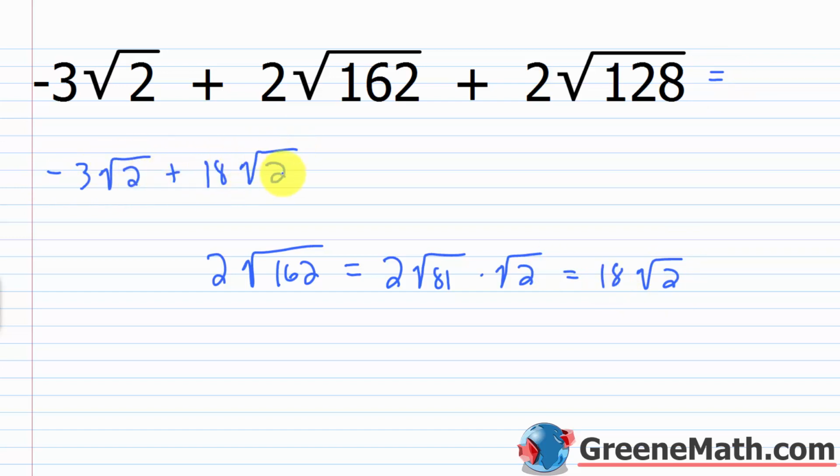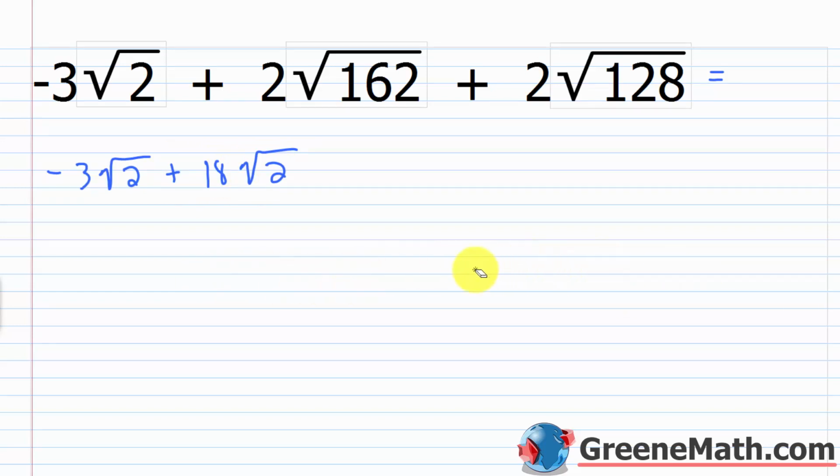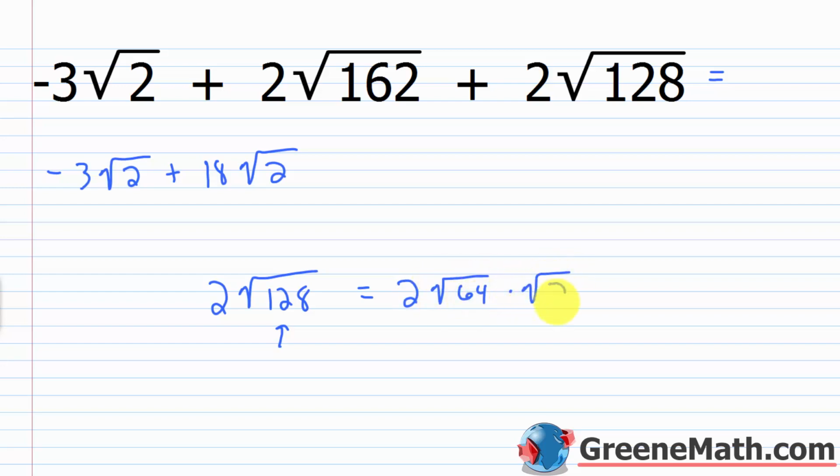Now what about this 2 times square root of 128? This guy right here would factor into 64 times 2. So I could write this as 2 times the square root of 64 times the square root of 2. We know that 64 is a perfect square. It's 8 times 8. So I could say this is 2 times 8 or 16 times the square root of 2. So I'll put plus 16 times the square root of 2.